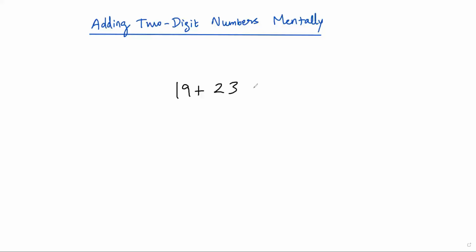19 plus 23. Here 19 can be written as 20 minus 1 and 23 can be written as 20 plus 3. And when you combine 20 and 20, it will be 40. And when you combine negative 1 and positive 3, it will be positive 2, which is going to be 42. Let's look at another example.